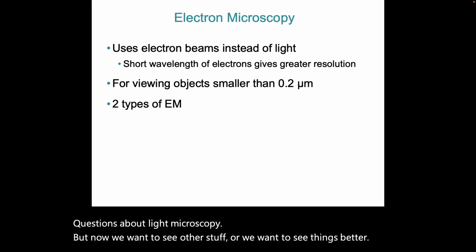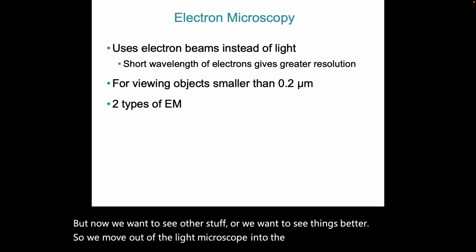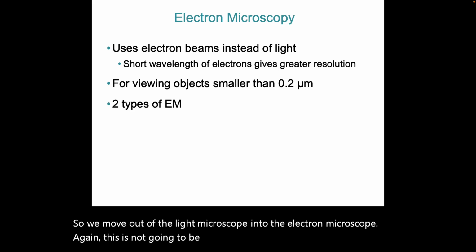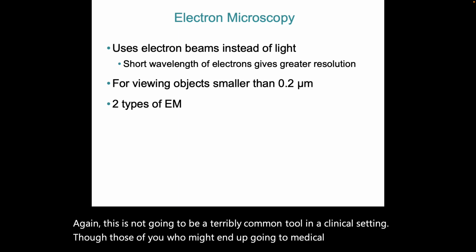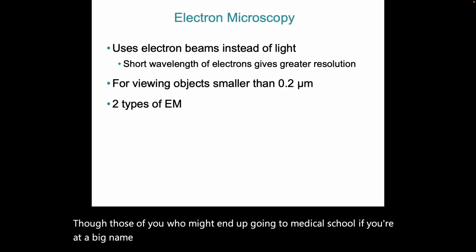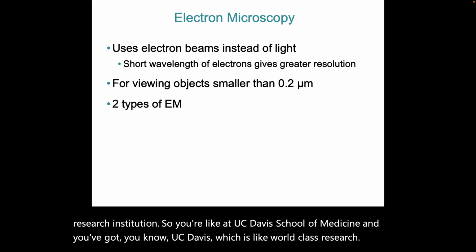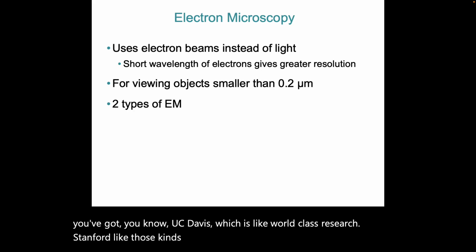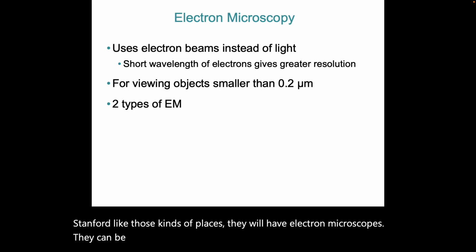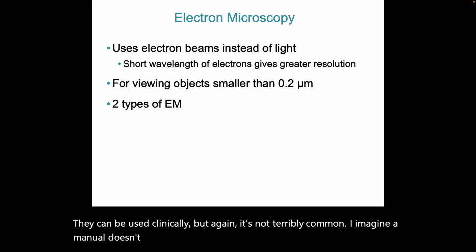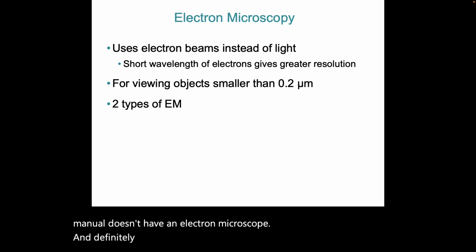But now we want to see other stuff, or we want to see things better. So we move out of the light microscope into the electron microscope. Again, this is not going to be a terribly common tool in a clinical setting, though those of you who might end up going to medical school, if you're at a big name medical school, especially one that's associated with a research institution, so you're at UC Davis School of Medicine, and you've got UC Davis, which is world-class research, Stanford, those kinds of places, they will have electron microscopes. They can be used clinically, but again, it's not terribly common. I imagine Emmanuel doesn't have an electron microscope. And definitely your primary care physician doesn't have one.